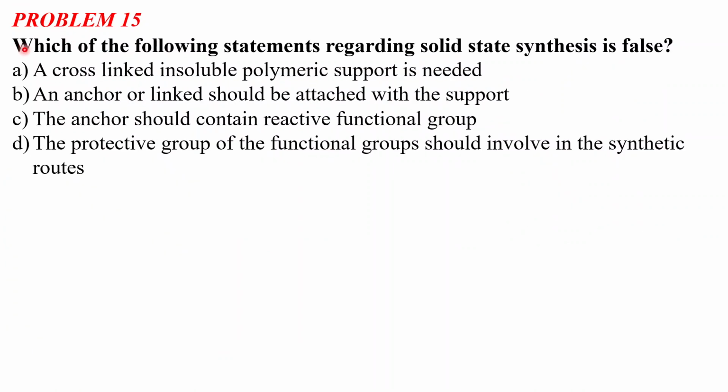Problem number 15 says, which of the following statements regarding solid state synthesis is false? Your options are: number A, cross-linked insoluble polymeric support is needed. Number B, an anchor or link should be attached with the support. Number C, the anchor should contain a reactive functional group. And number D, the protective group or functional group should be involved in the synthetic route.